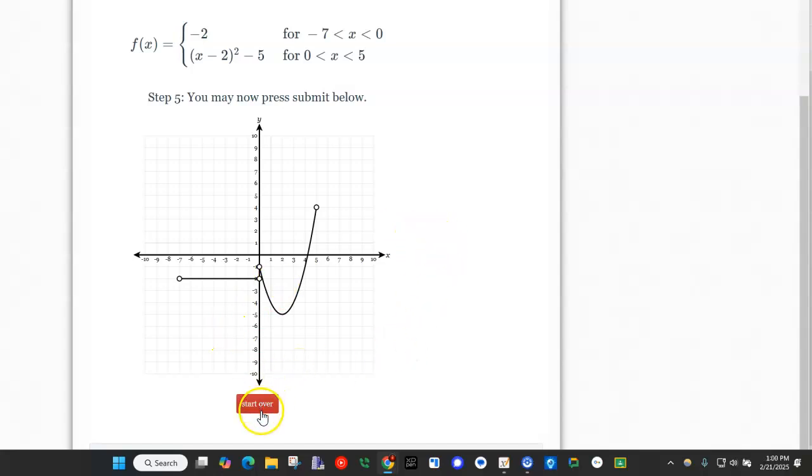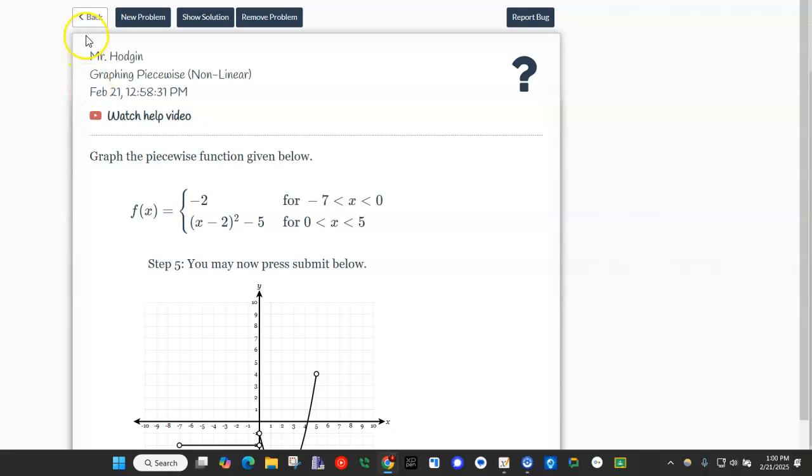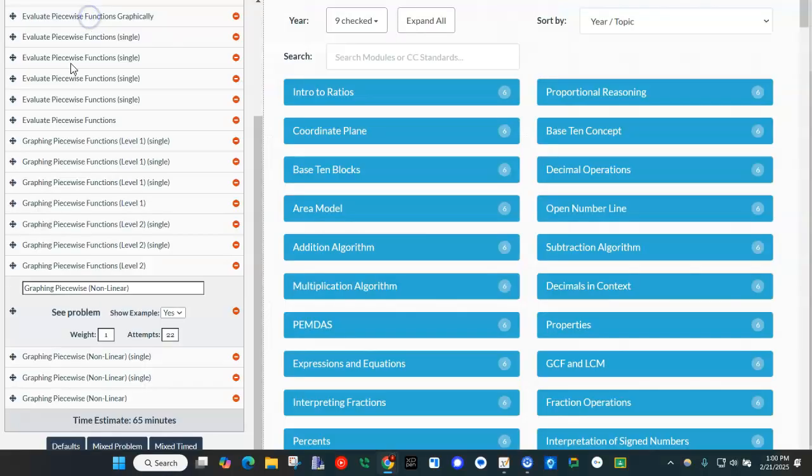Now, don't accidentally click this start over button. Some people think, okay, I'm done, and they click start over. You have to go down a little bit more and click submit down there at the bottom. Okay, so don't accidentally click start over unless you really mean to start over.